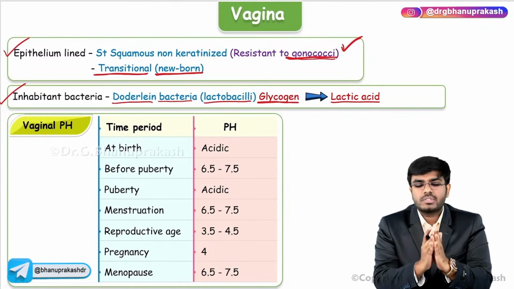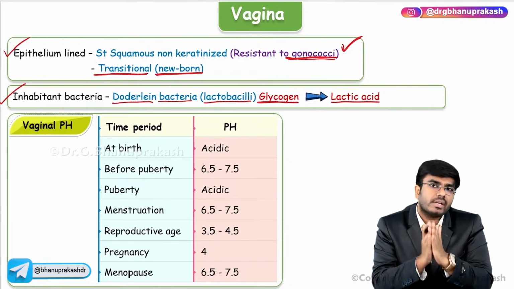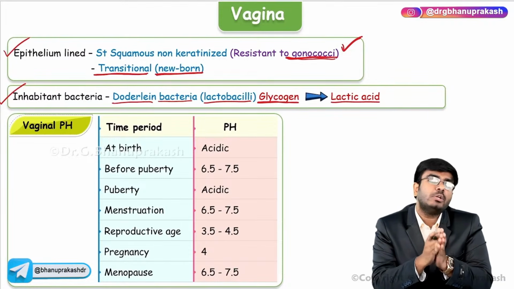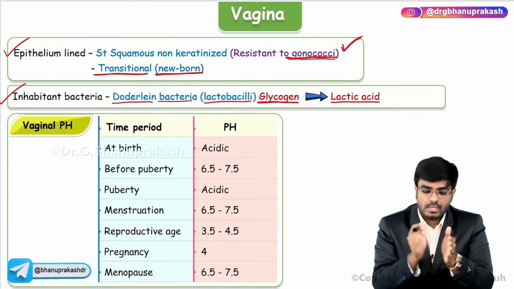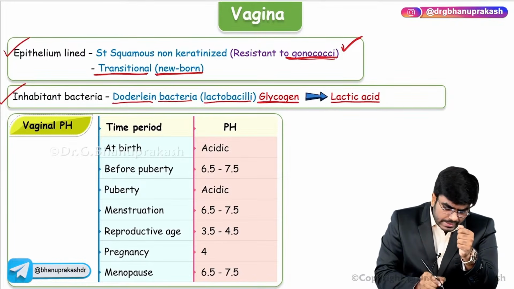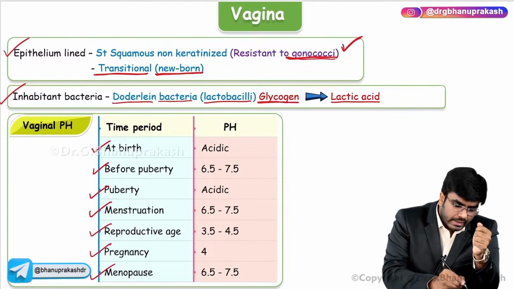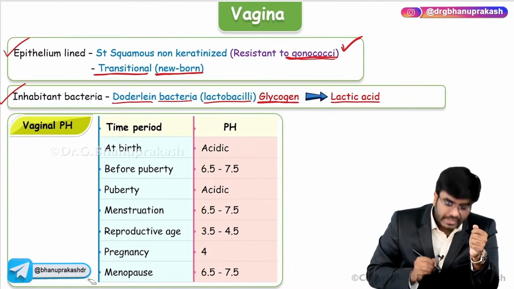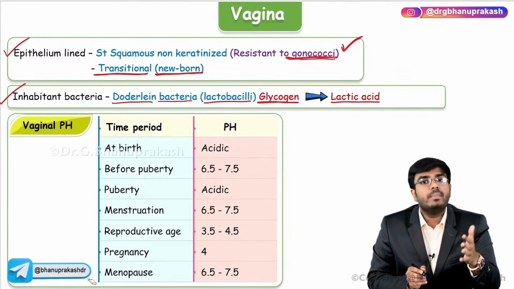So, if someone asks you what is the organism which is present in the vagina, it is nothing but the lactobacilli, Doderlein's bacilli. What is it doing? Converting glycogen into lactic acid. So, vaginal pH will become acidic. Now, guys, during different time periods in a female, the vaginal pH will also change. Now, let's see during which period the vaginal pH will be acidic and in which time it will be basic.